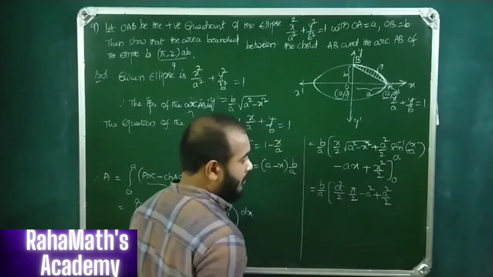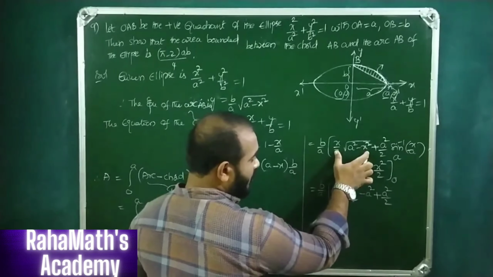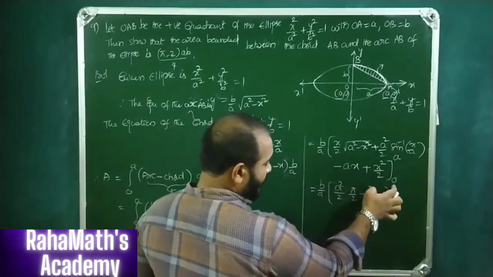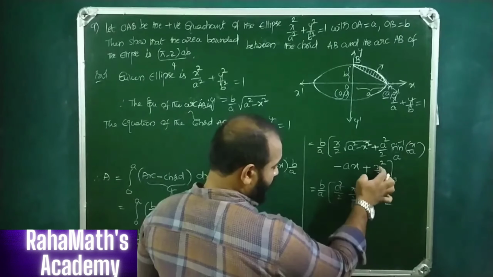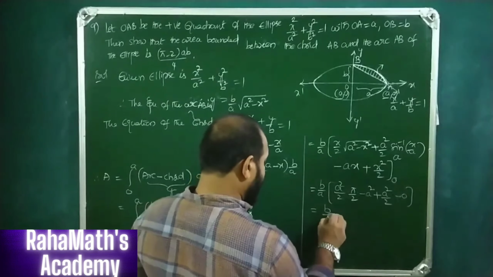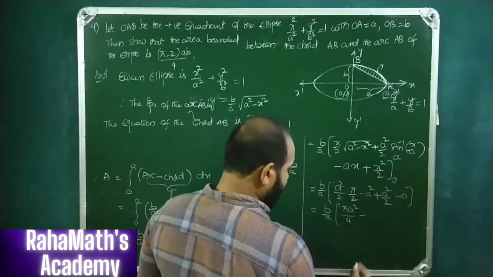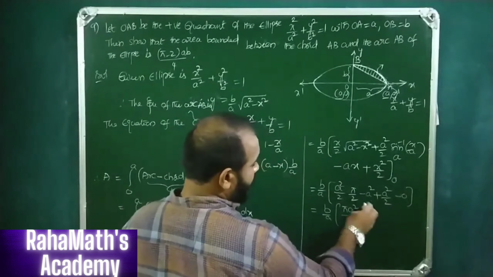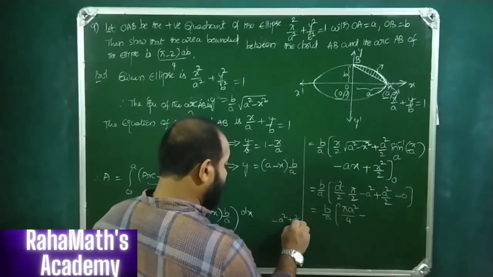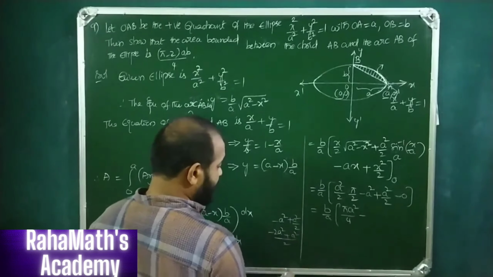So this is all upper limit minus lower limit. In the place of x, substitute 0. 0 by 2 into something is 0. A square by 2 sine inverse 0 by a, and 0 by a is 0. A into 0 is 0. 0 square by 2 is 0. So the whole is 0. Now this is b by a times: pi a square by 4, minus a square plus a square by 2. Here a square by 2 minus 2a square is minus a square plus a square by 2. LCM is minus 2a square plus a square by 2, so minus a square by 2.